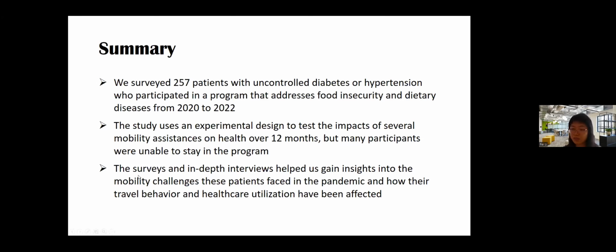So to date, we have surveyed 257 patients with either uncontrolled diabetes or hypertension who participated in this food as medicine program, which targets food insecurity and their dietary-related health conditions between 2020 and 2022. And we conducted both surveys and in-depth interviews for a smaller subset of our patients, which help us better understand the impacts of the pandemic, as well as the mobility options we offered.